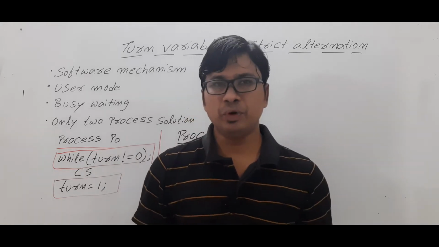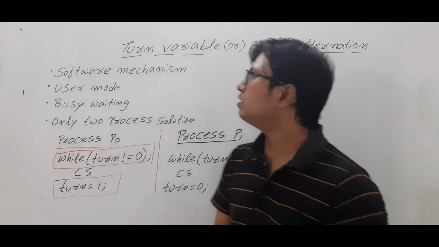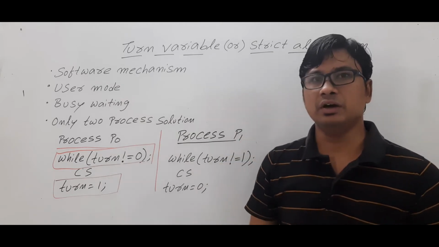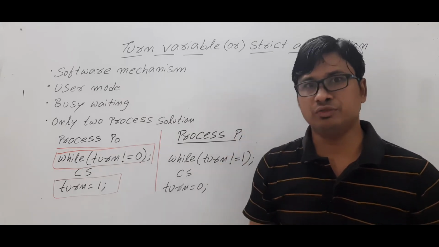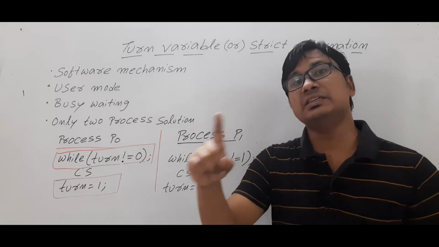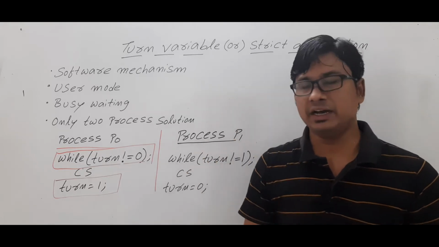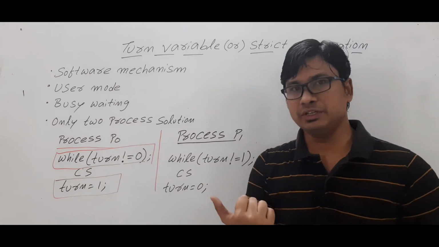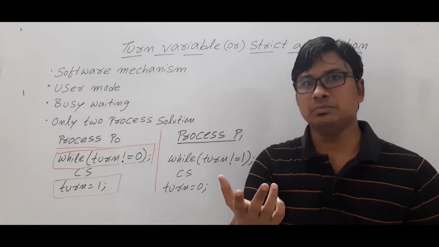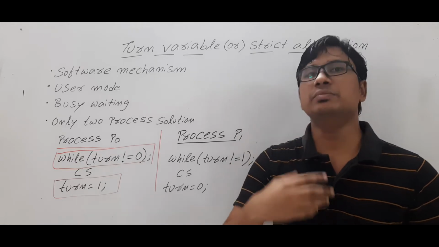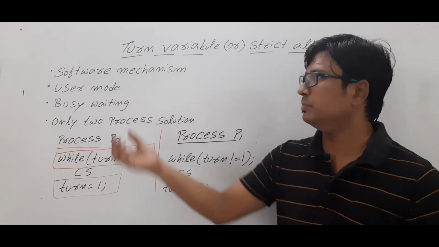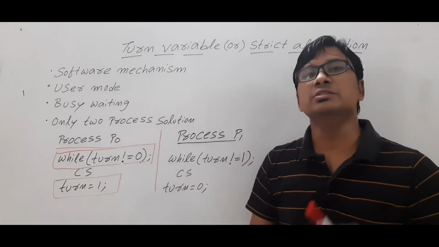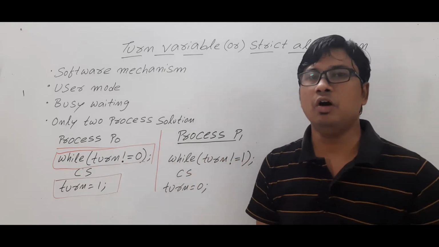Look at a few important points related to the turn variable. It is a software mechanism. We already discussed the lock variable. It is also a software mechanism. But test and set instruction is a hardware mechanism. And we have two modes. One is the kernel mode and another one is user mode. If it is kernel mode, then the mechanism takes support from the operating system. If it is user mode, then the process synchronization mechanism does not take any support from the operating system.